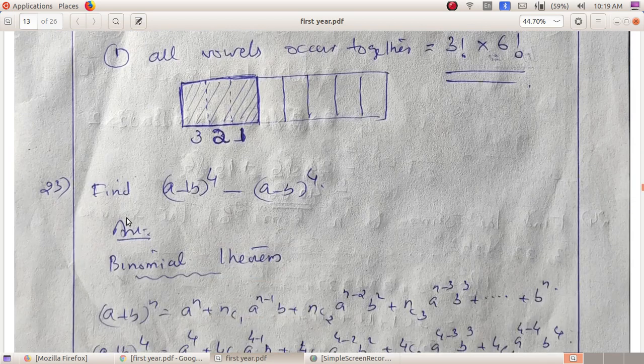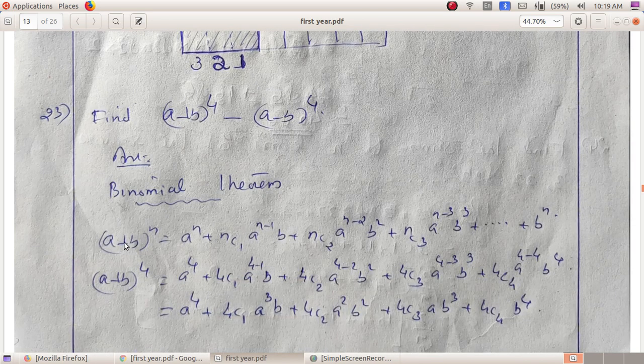Okay. Find (a plus b) whole raised to 4 minus (a minus b) whole raised to 4 using the binomial theorem. (a plus b) whole raised to n equals a raised to n plus nC1 a raised to n minus 1 b plus nC2 a raised to n minus 2 b square plus nC3 a raised to n minus 3 b cube plus etc. plus b raised to n. Using this binomial theorem, find (a plus b) whole raised to 4. So instead of n, you can take 4 like this. Then a raised to 4 plus 4C1 a raised to 4 minus 1, that is 3, b plus 4C2 a raised to 4 minus 2 b square and so on. Okay.